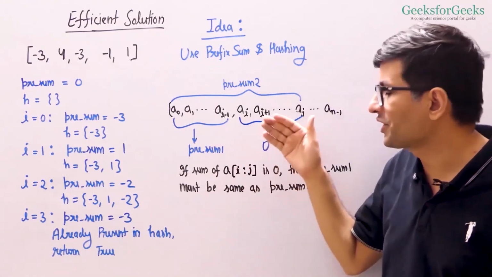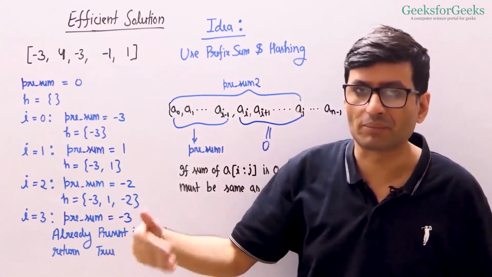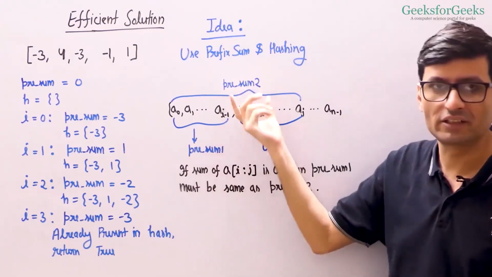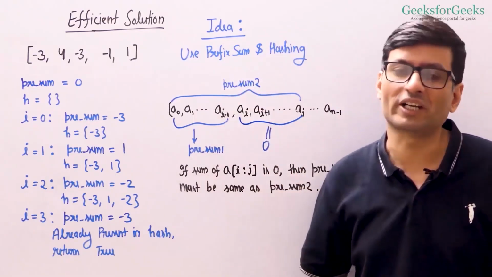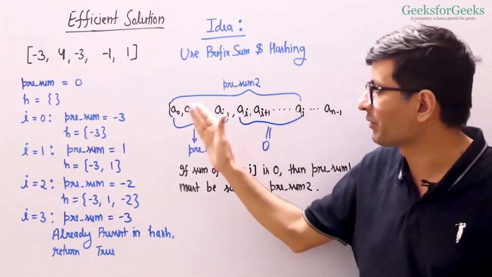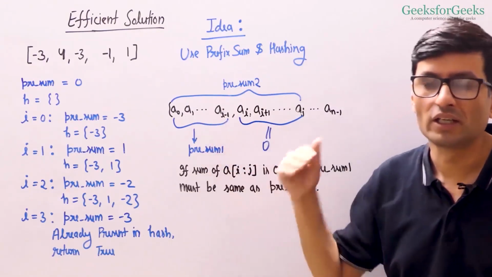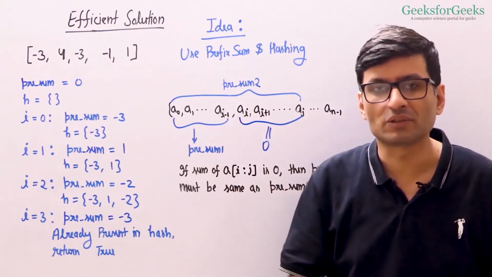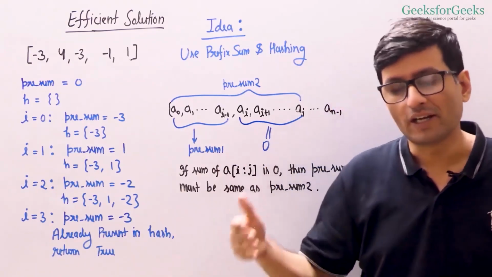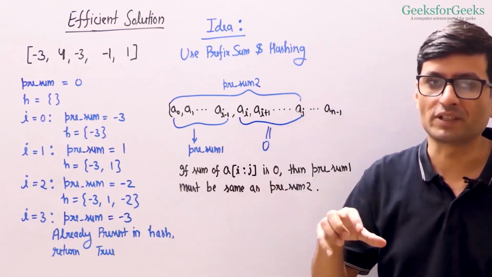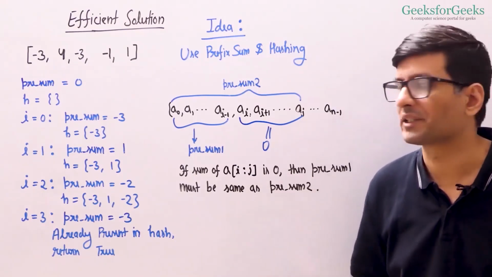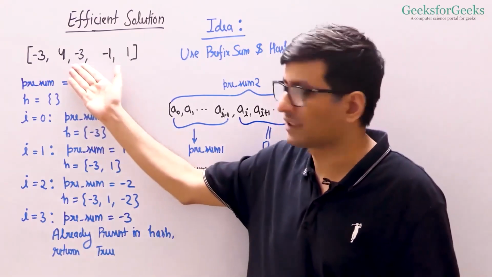Now, how do we check if a prefix sum is repeating? How do we check that this prefix sum appeared here, and now it is appearing again? For that purpose, we use hashing, right? Hashing serves the purpose. What you do is you keep traversing the array from left to right. You keep computing the prefix sum. You keep putting the prefix sum into a hash table, right? And when you find a prefix sum which is already there in the hash table, you return true. That's the simple idea.